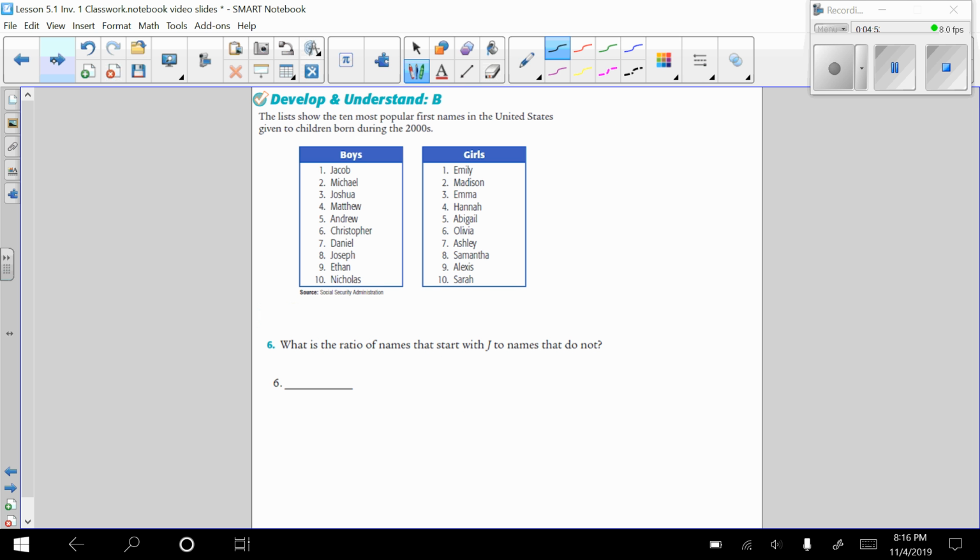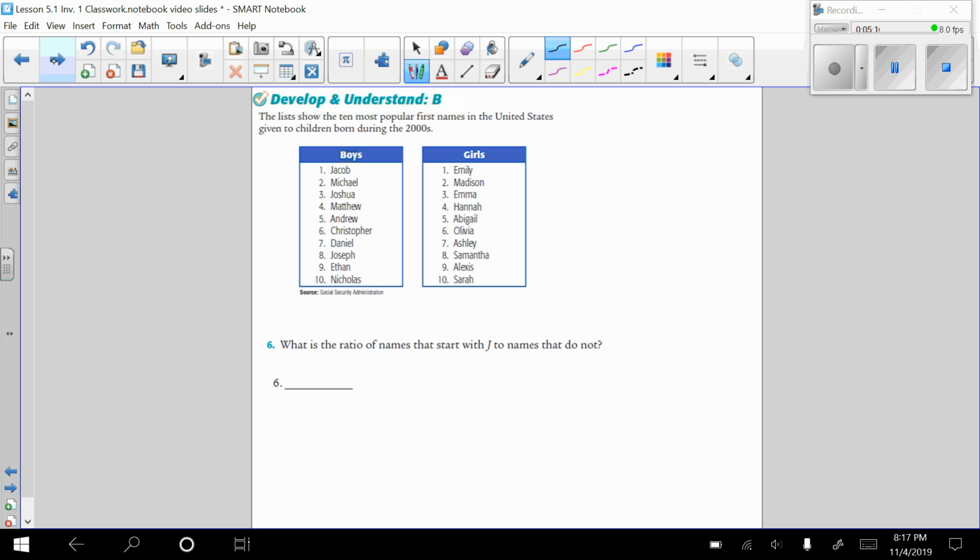Now let's look at the list of names. What is the ratio of the names that start with J to the names that do not? Well, again, there are both boys and girls here, so we want to count them up. How many of the names begin with J? Well, if you look at the boys list, you can see that there is 1, 2, 3, and the girls list does not have any of them.